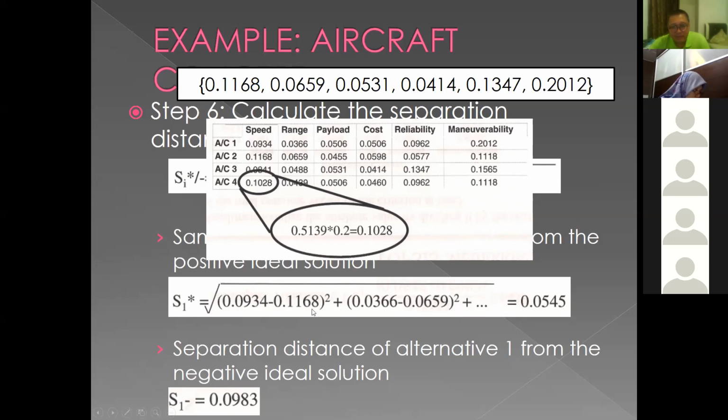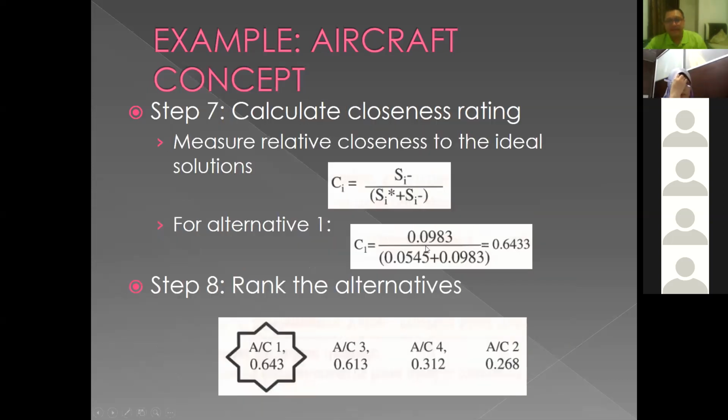And of course when you square, you have to take the square root, otherwise the value might get very big. That's the idea, to get rid of the negative values. Clear? Okay.